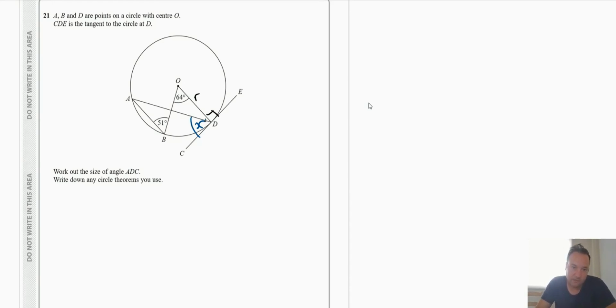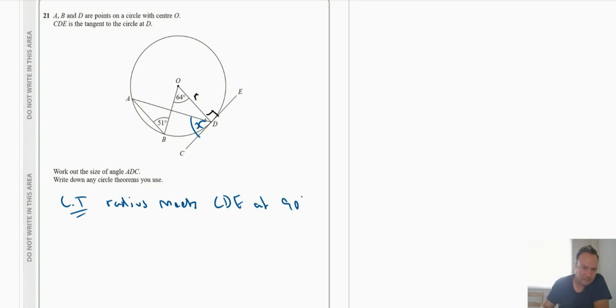Now, what we also know is we've got a radius over here. Now, we can see because the radius meets the tangent at right angles, that's basically the first circle theorem that we can write down. So we can say circle theorem, radius meets the line CD, the tangent, at 90 degrees. And that's going to be extremely useful for us.